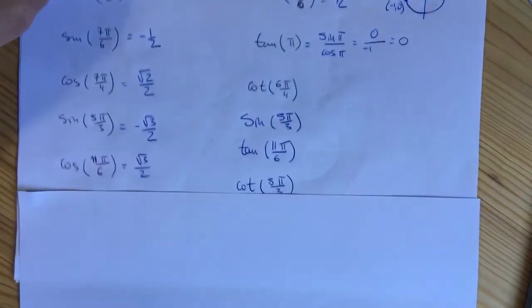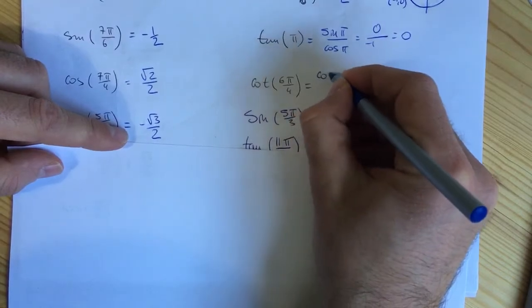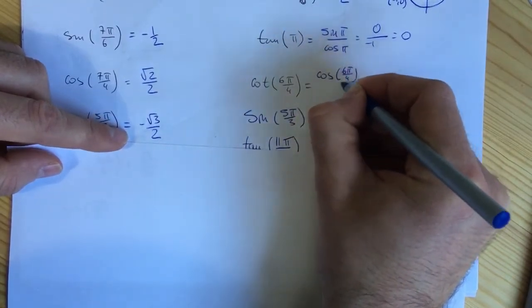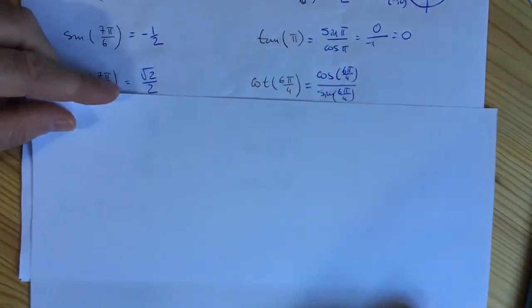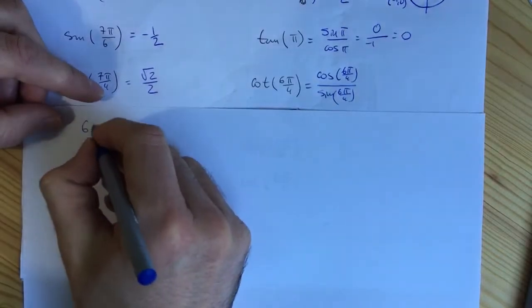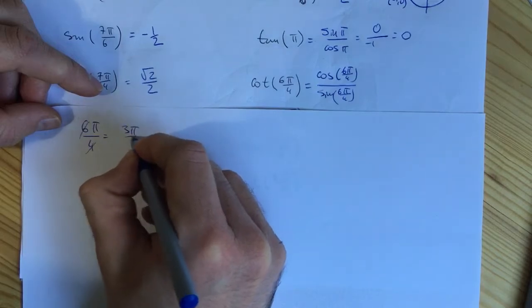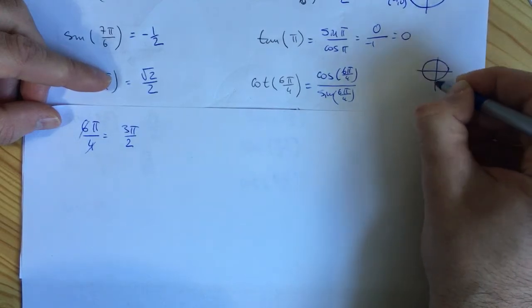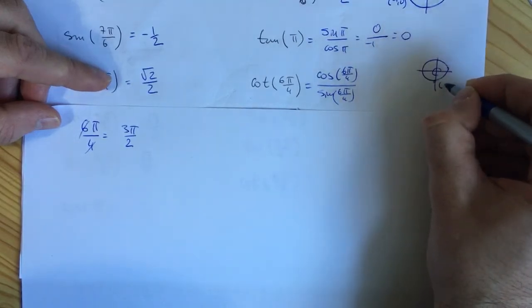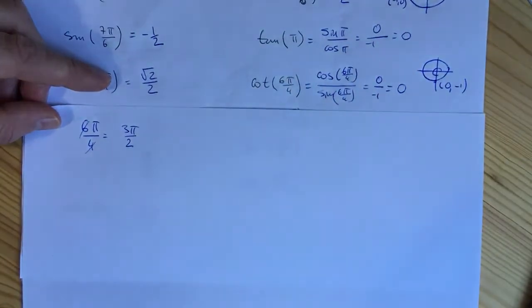Cotangent of 6 pi over 4. Okay, so cotangent of 6 pi over 4 is cosine of 6 pi over 4 over sine of 6 pi over 4. So let's locate 6 pi over 4. If you divide it by 2, this is going to equal 3 pi over 2. Well, 3 pi over 2 is right here, this point, right? 3 pi over 2 with coordinates 0 and -1. So this is the ratio between 0 and -1, which is 0.